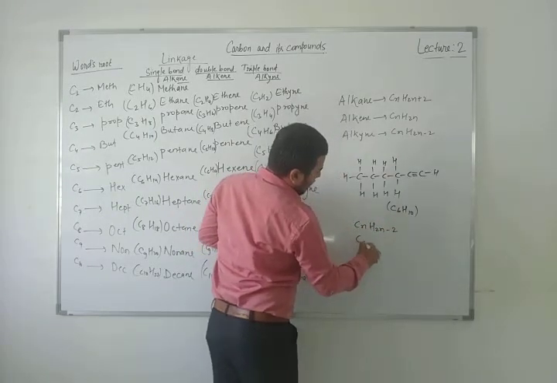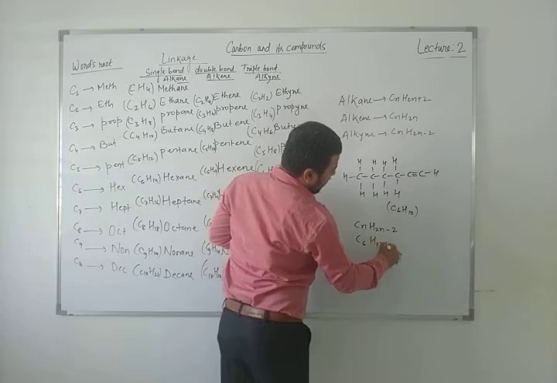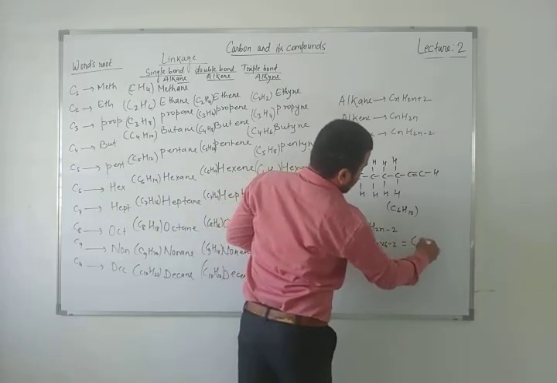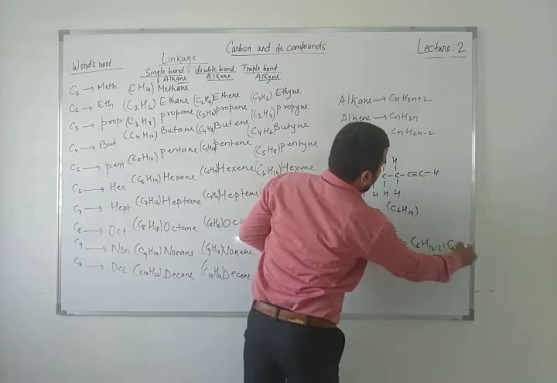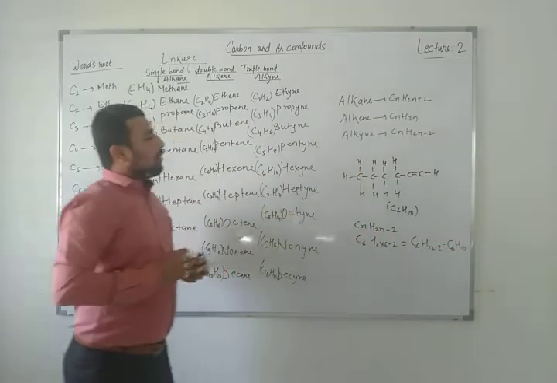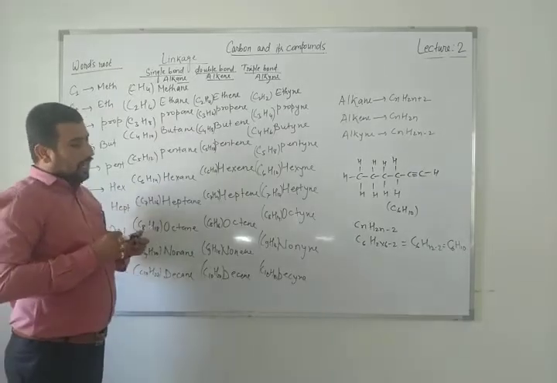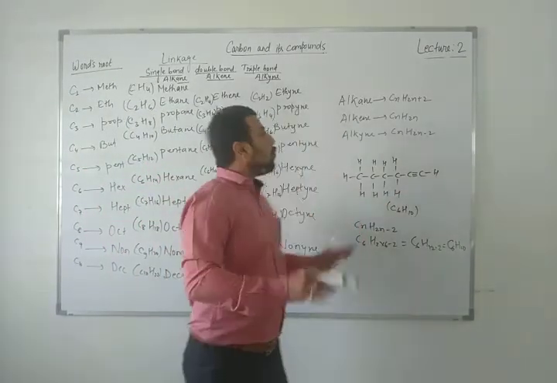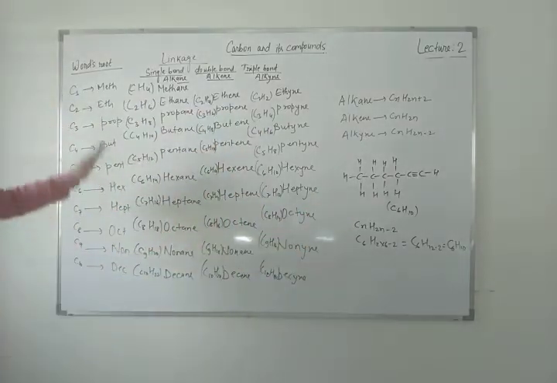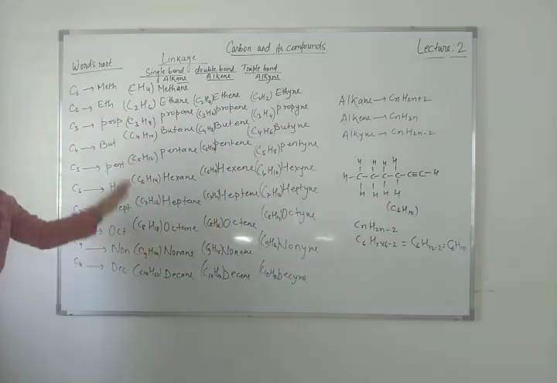So C6, H2 into 6 minus 2. That is H12 minus 2. That is C6 and H10. So you can see here the total number of hydrogen is 10, the total number of carbon is 6, and at the first position the carbon is having a triple bond. So if you want to draw any structure of this alkane, alkene or alkyne, it's very easy.